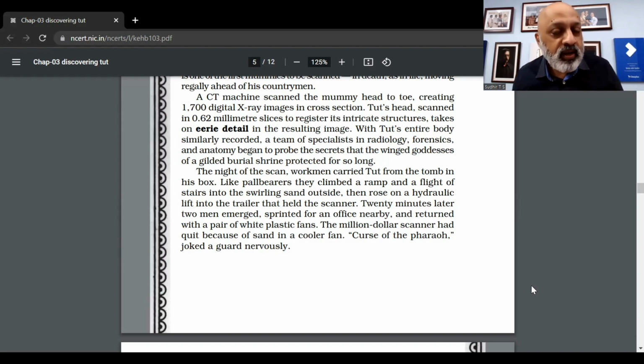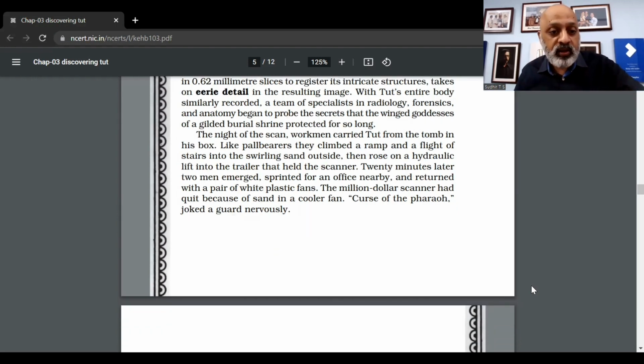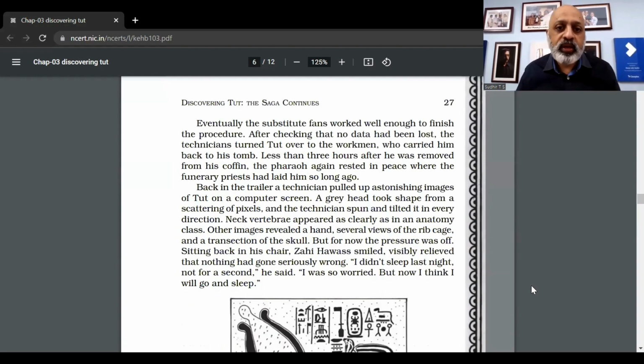And they said, curse of the pharaoh, joked the guard nervously. So there are two instances of the pharaoh's curse, one from the tourist and now one from a guard. Eventually, the substitute fans worked well enough to finish the procedure. Another fan was put in and the CT scan was completed. After checking that no data had been lost, the technicians turned Tut over to the workmen who carried him back to his tomb. The CT scan was over, and they took him back to his tomb.